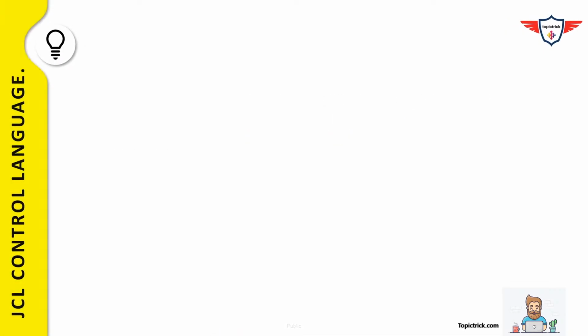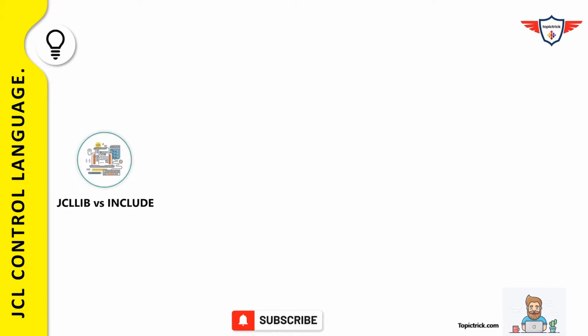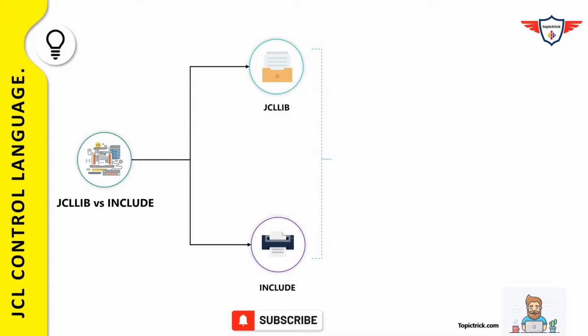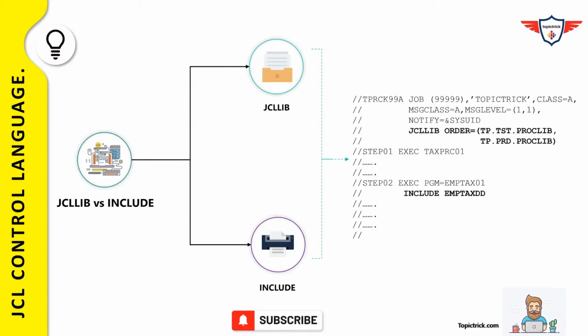Now let's talk about the last topic of this particular video, that is, what is the difference between JCL lib and include statement. As you know, sys1.proclib is normally used to store system-oriented catalog procedures, the procedures supplied by IBM. Now let's say you have created a catalog procedure and stored it in your personal PDS. In order to invoke that catalog procedure from your personal PDS, you need a JCL lib statement in your JCL. Otherwise your JCL will fail, because by default it will search for your catalog procedure in the system library, that is sys1.proclib, and you have stored it in your personal PDS, so the JCL will fail, right?